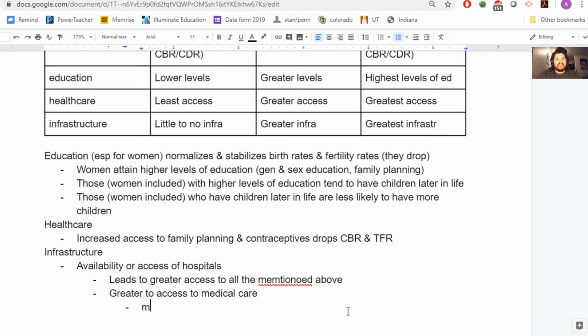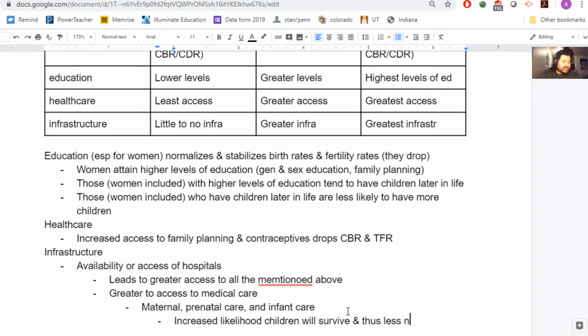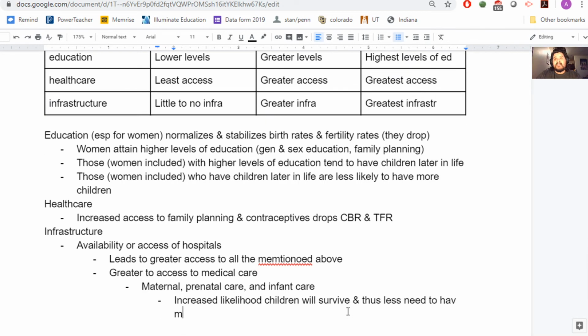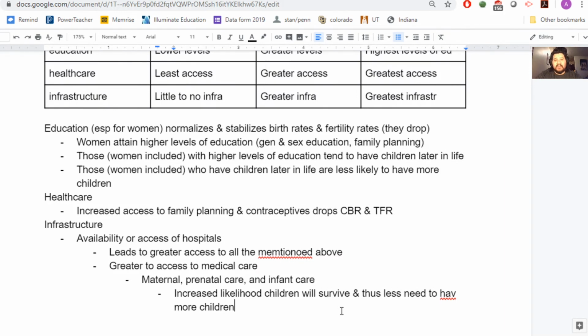And really what we're looking at is what we call maternal care, prenatal care, and infant care. There's an increased likelihood children will survive, and there's less need to have more children. We've seen in a documentary before that we had a lot of high birth and fertility rates just because you never knew if your child was going to survive past a certain age.